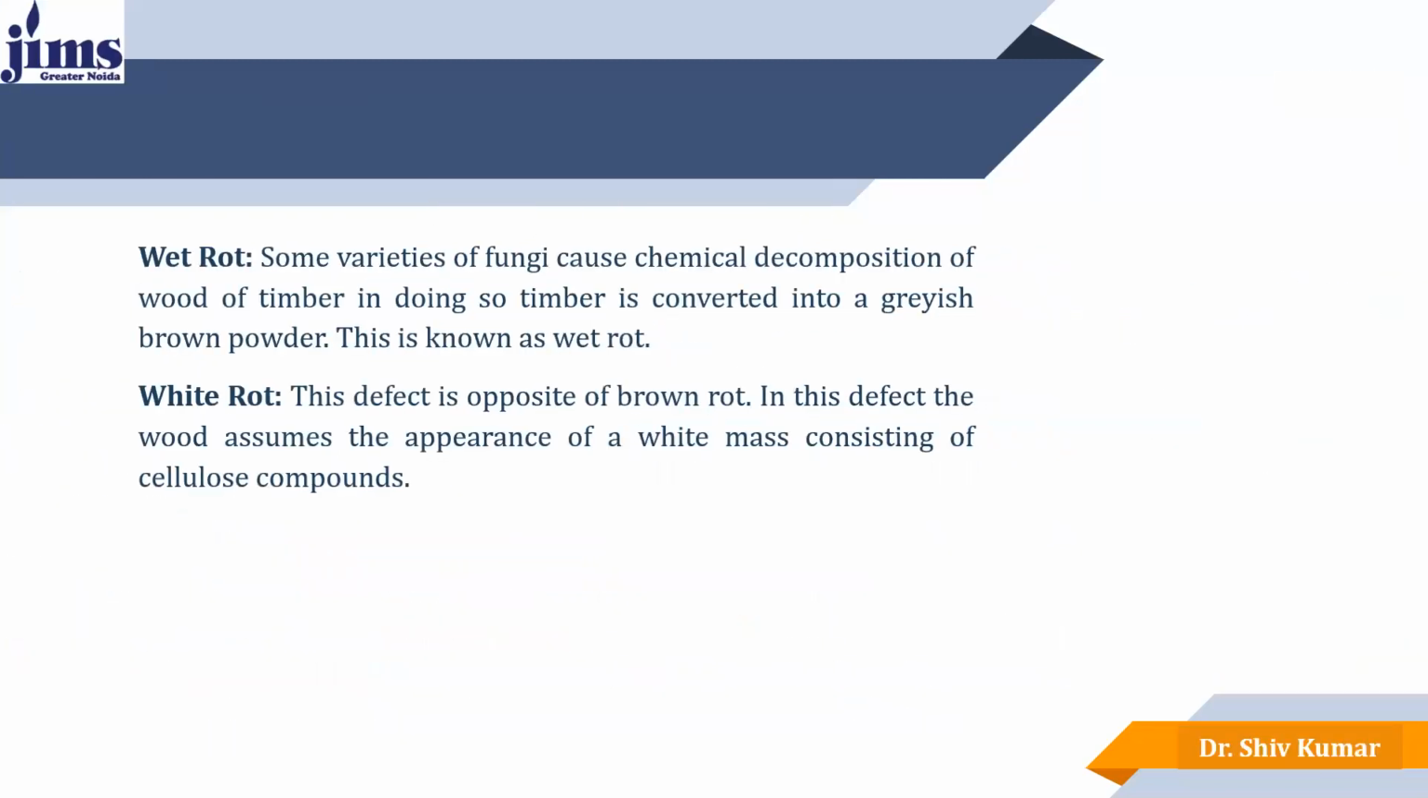Next is wet rot. Some varieties of fungi cause chemical decomposition of the wood of timber. In doing so, timber is converted into grayish-brown powder. This type of defect is known as wet rot. White rot is caused by white rot fungi. This defect is opposite of brown rot. In this defect, the wood appears as a white mass containing the cellulosic compound.